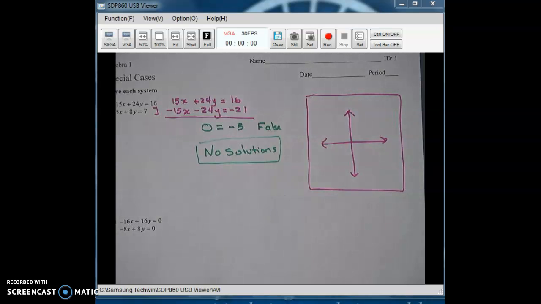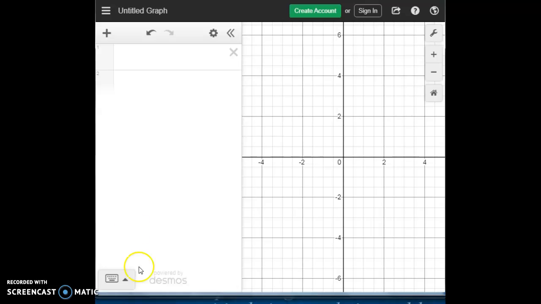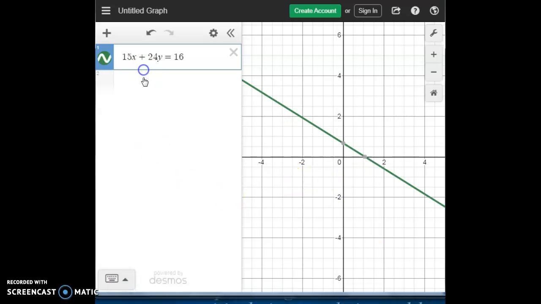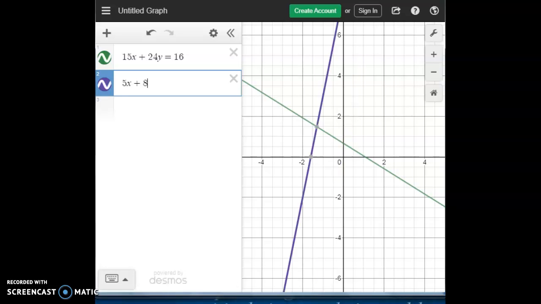If you want today, you're more than welcome to go to Desmos to graph these solutions. So if I just pop up Desmos here, I'm just going to type in our 2 equations that we had to start with. So our system was 15x plus 24y equals 16. And the other equation was 5x plus 8y equals 7.